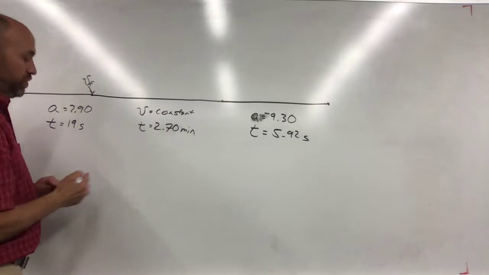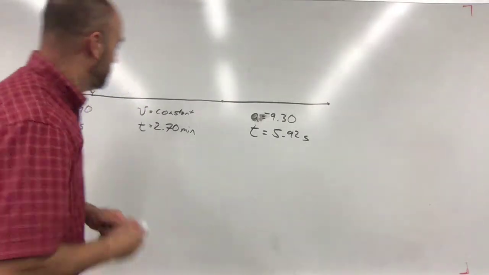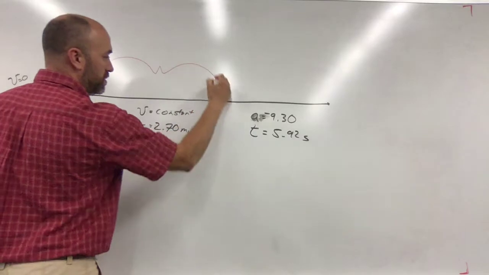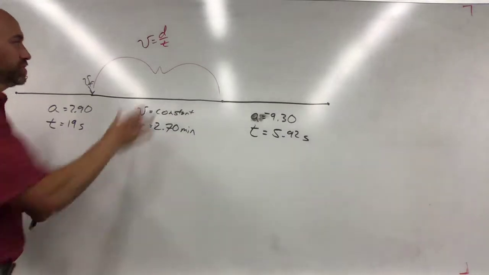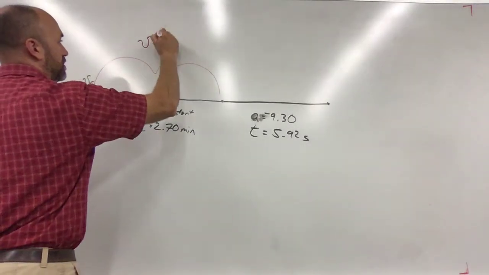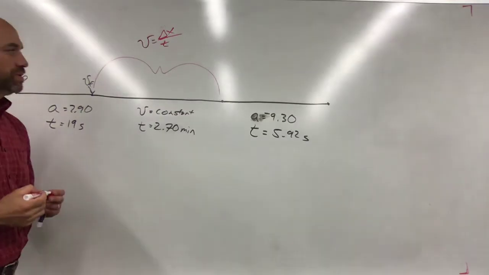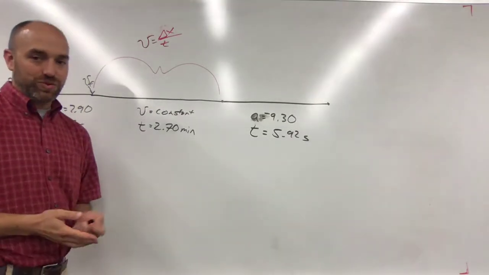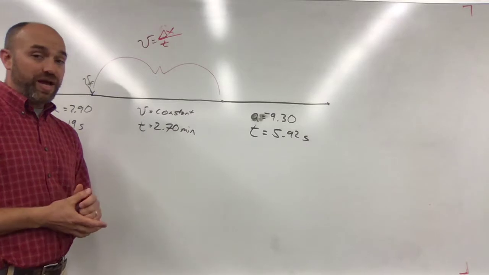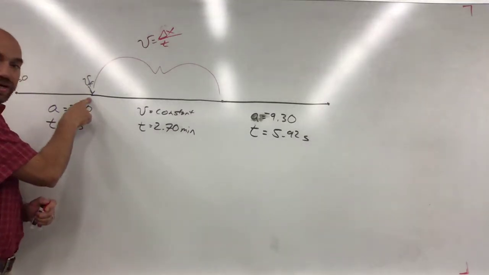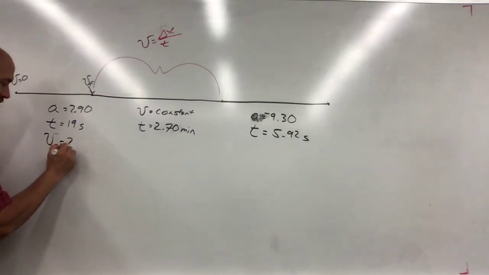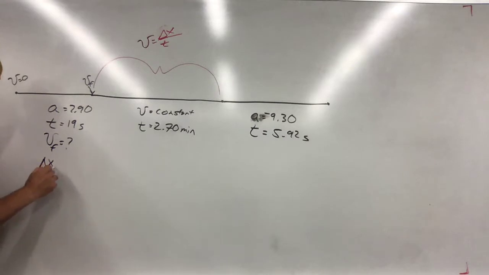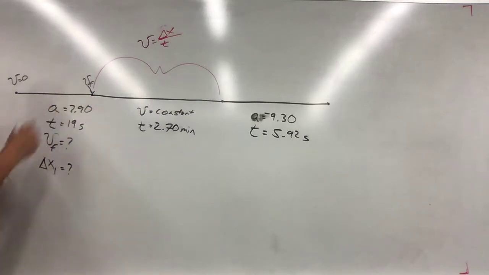Okay. So for this chunk here, from here to there, you're gonna use velocity is distance over time, or change in x over time, because that's the only equation that deals with constant speed. And the speed you have is gonna be the final speed that you found over here. So for this one, you need to know, what's the final speed? And how far did it travel? You need to know these two things for this leg.